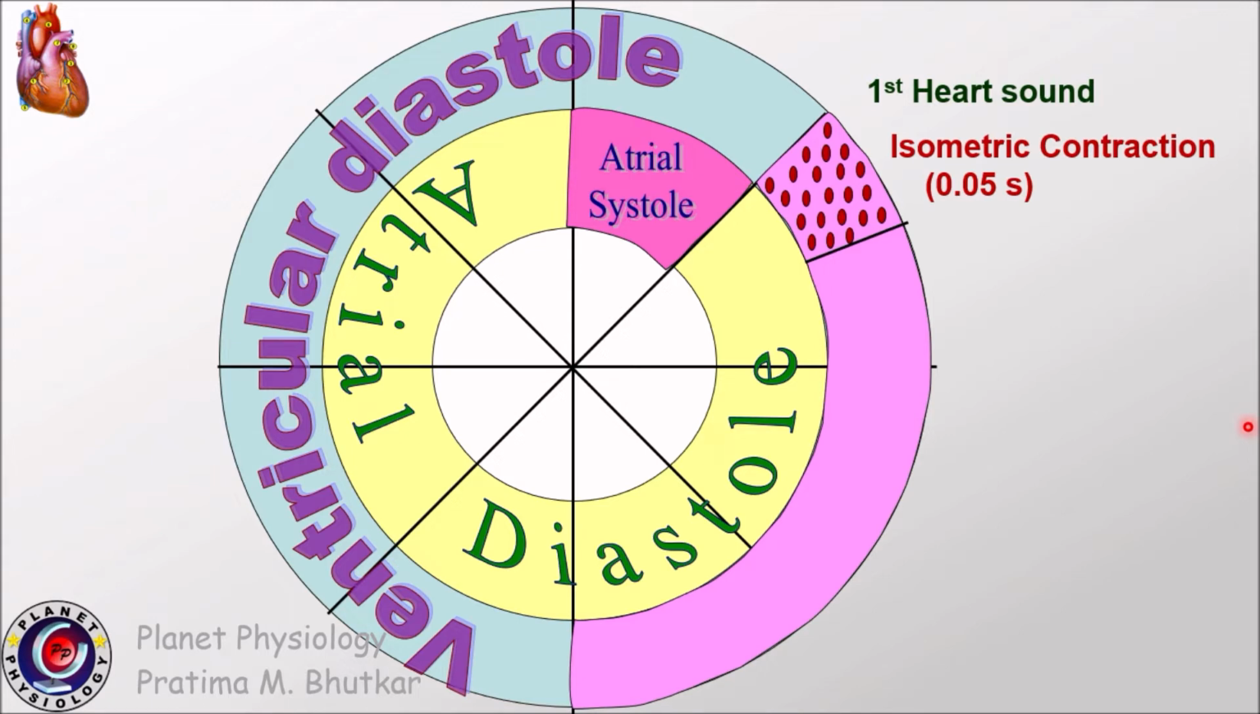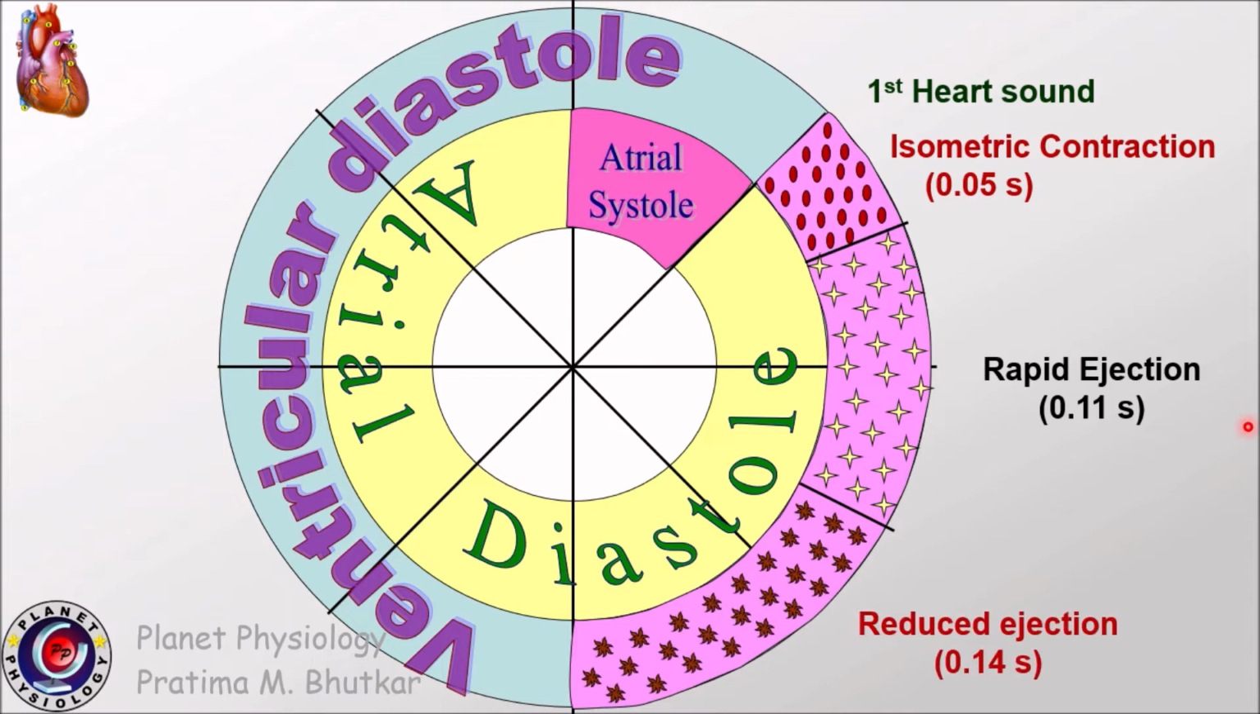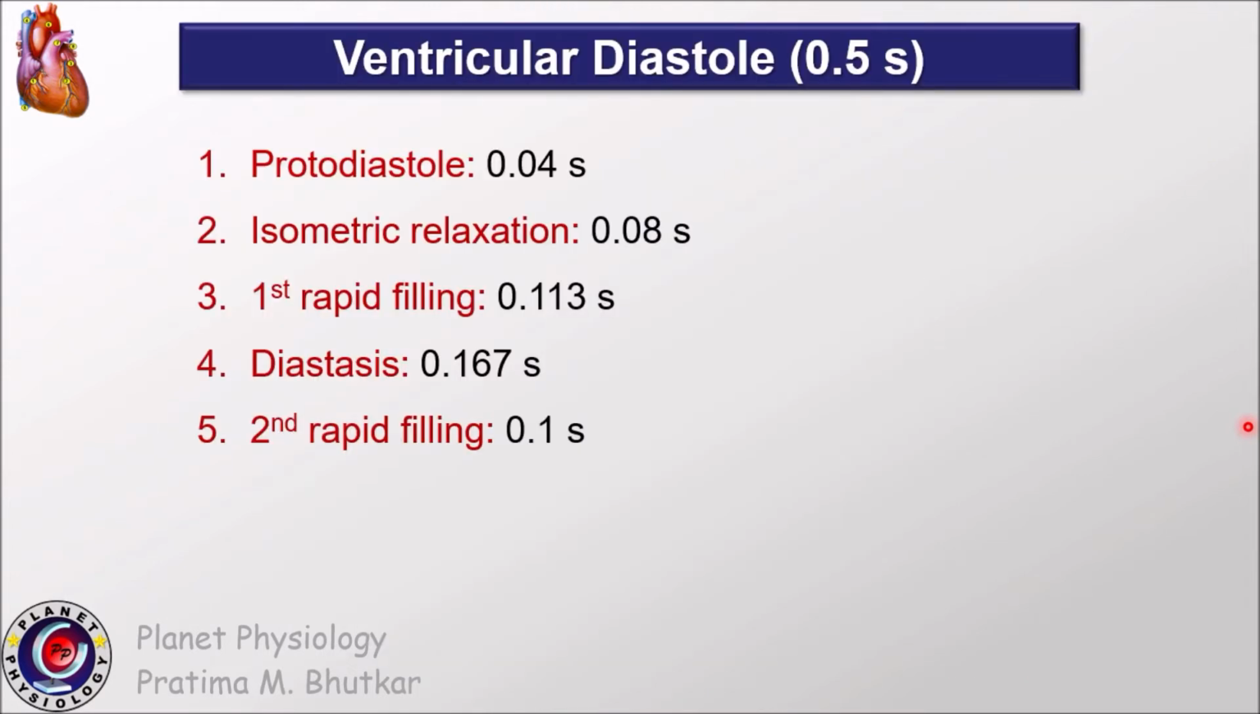As soon as the ventricular pressure becomes greater than that of their respective vessels, there is opening of the semilunar valves and the rapid ejection phase begins. This rapid ejection phase lasts for 0.11 seconds, and once there is reduction in the blood volume as well as reduction in the pressure gradient, the rate of pumping decreases and this phase is called the reduced ejection phase, lasting for 0.14 seconds. Here there is the end of ventricular systole. Now ventricular diastole begins and it lasts for 0.5 seconds.